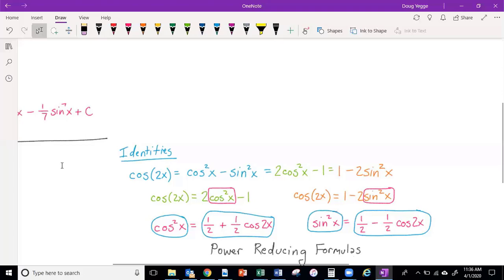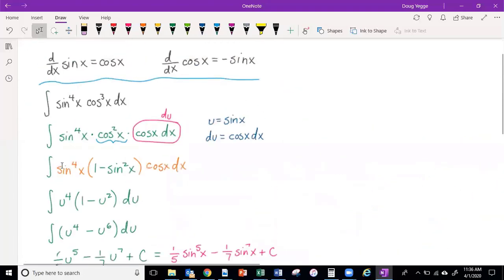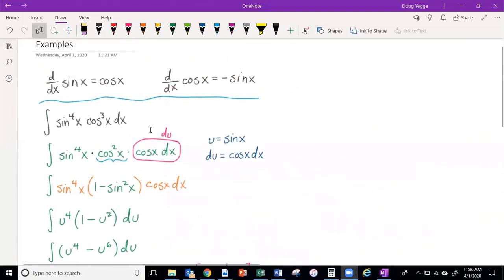Yeah, if there's an even and an odd, you always start by separating the odd power into a single power times what's left. So if it was cosine to the 7th x, I would write it as cosine to the 6th x times cosine x. If there was a sine to the 5th x, I would write it as sine to the 4th x times sine x. All you're trying to do is separate out a single power of sine or cosine, which is what you see right there in pink.